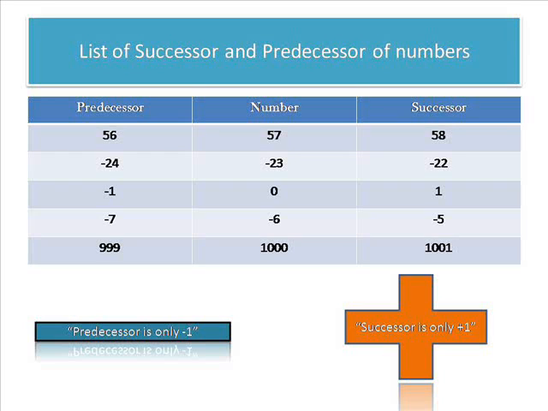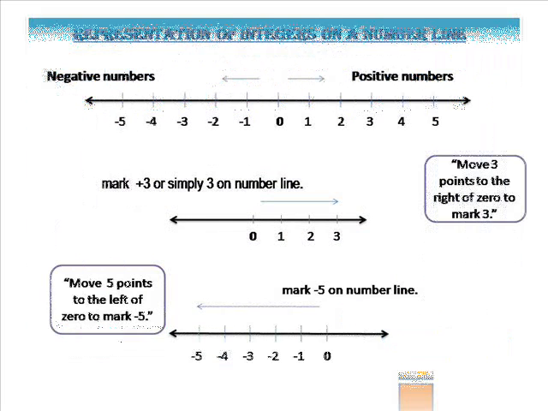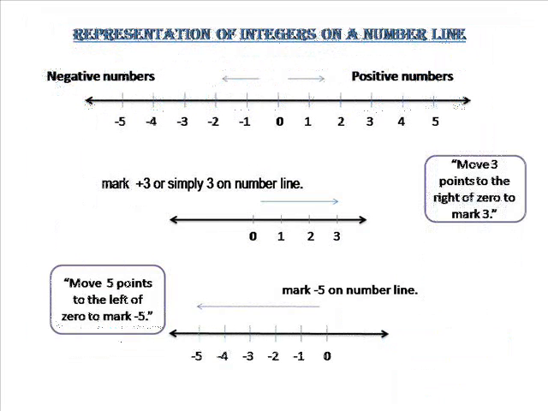Moving on to the last topic, representation of integers on a number line. In the previous chapter we have learnt how to represent whole numbers on a number line. Here we see how to represent both positive numbers and negative numbers on the same number line. For example, I want to mark 3 on a number line. What do I do? 0 is the origin. I move 3 steps to the right of 0 and mark 3 on the number line.